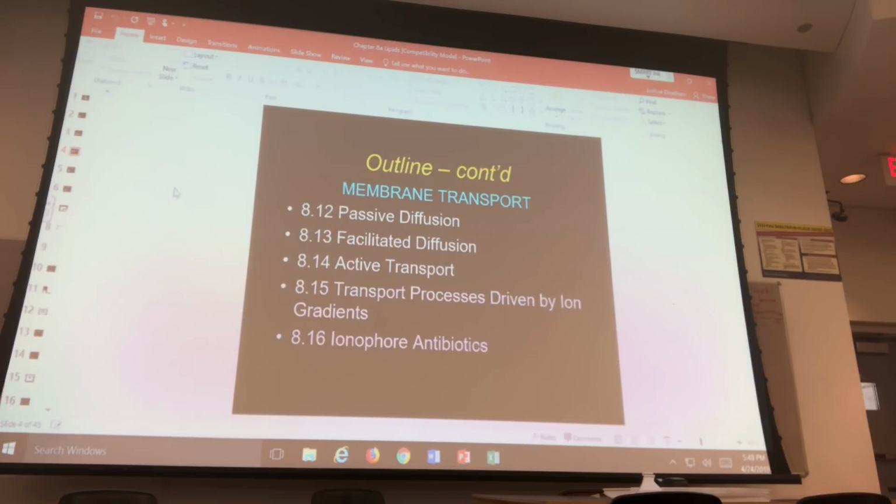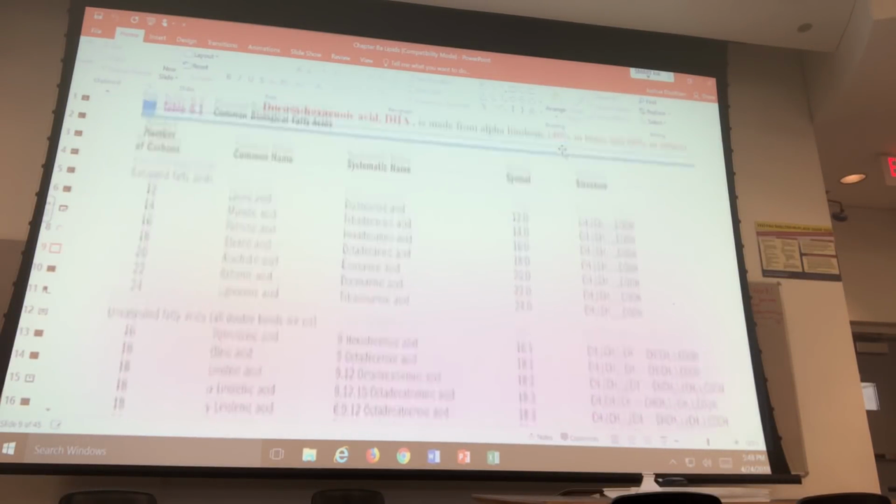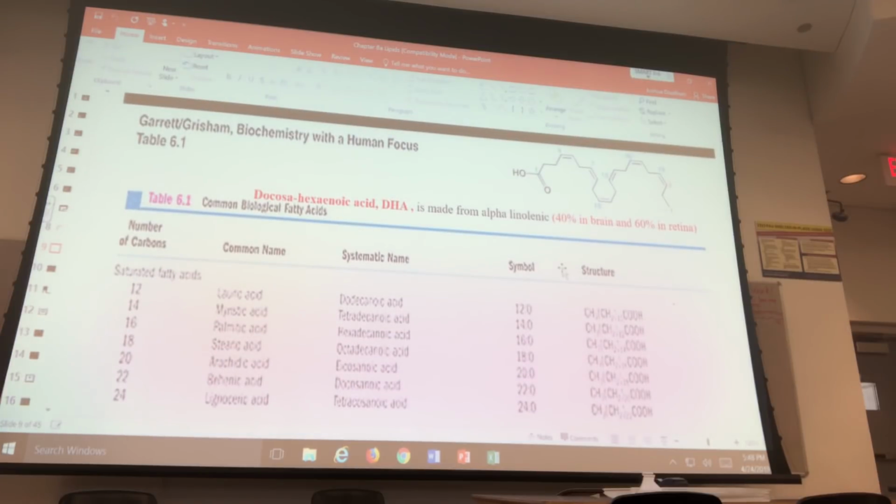In 8A, we learned about all those different types of lipids, right? Fatty acids, triglycerides, phospholipids, glycerophospholipids, plasmalogens, sphingolipids, cholesterol, and so on. Most important ones you need to know, starting with this particular one called, I can't pronounce it, CHA.